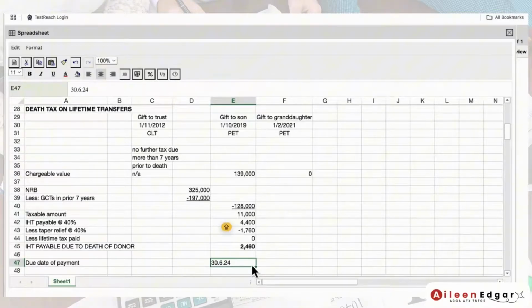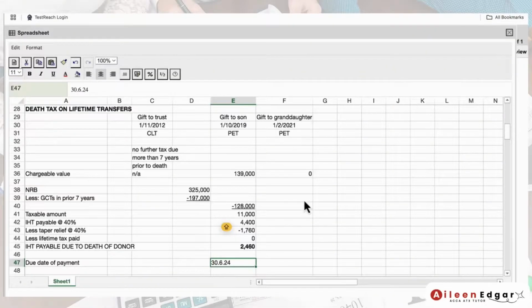This is a common mistake people make: say he had actually died on the 15th of December instead, a lot of people would then say that the payment would be due the 15th of June in the next year. And that's not the case. It is 6 months after the end of the month of the death. So regardless of what date during the month of December he had died, the payment date would have been the same. It would have been the 30th of June 24.